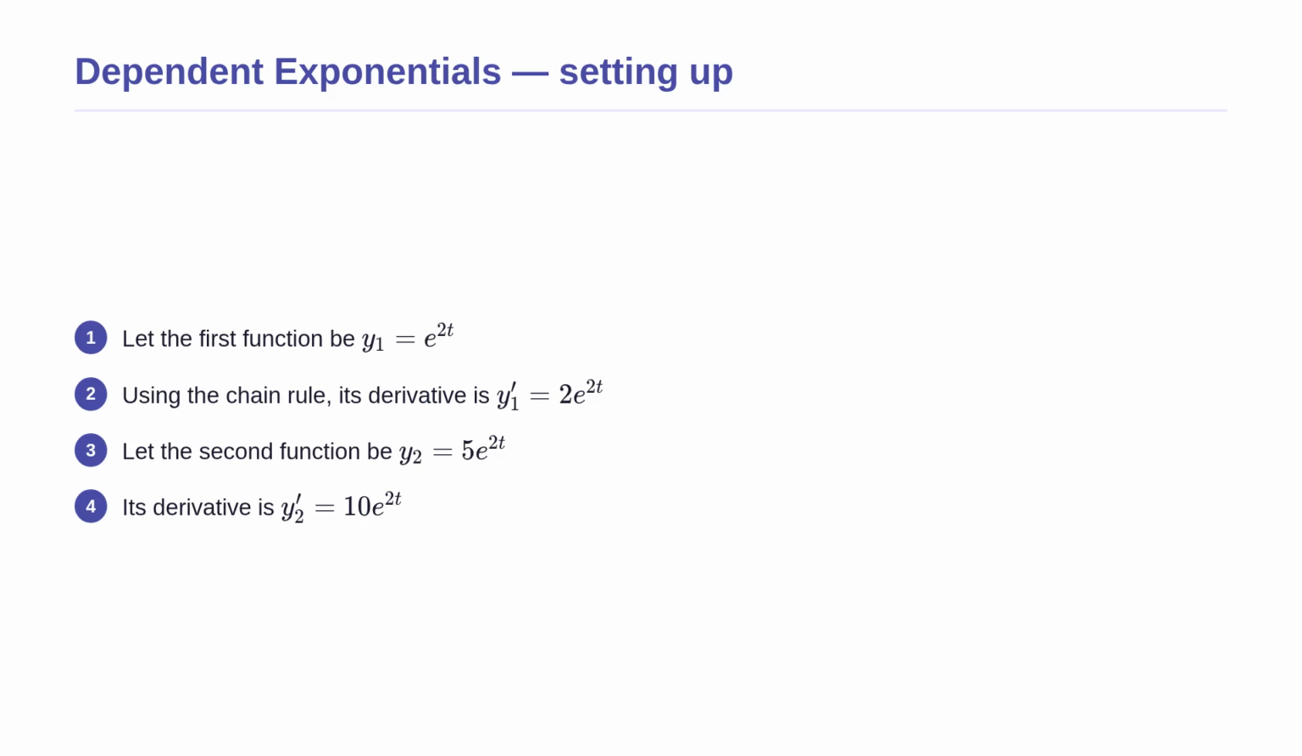We are given a first function which is an exponential growth curve, e to the power of 2t. We assign this to y1. Using the chain rule, its derivative, y1 prime, is 2 times e to the 2t. Our second function is simply 5 times that same exponential growth curve, which we assign to y2. Taking its derivative, the 2 comes down and multiplies by the 5, giving us y2 prime equals 10 times e to the 2t.